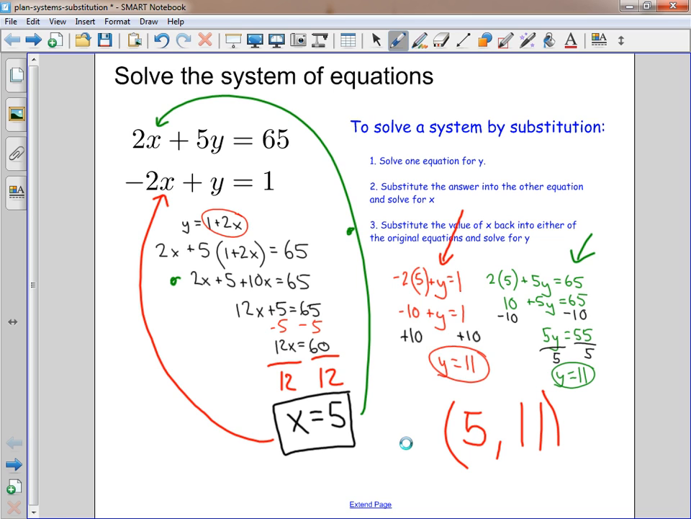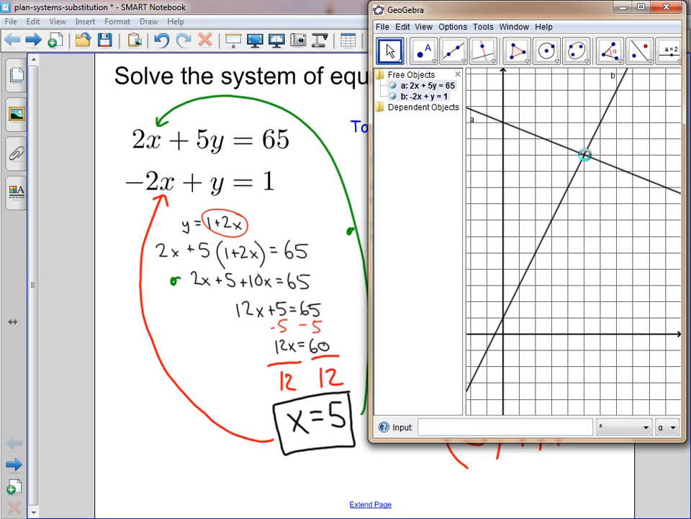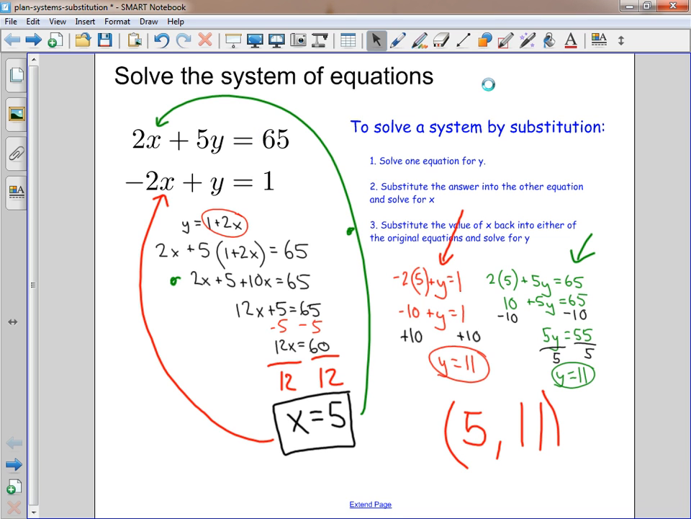I'll show you that. The equation 2x plus 5y equals 65 looks like that, and negative 2x plus y equals 1 looks like this. Looking at the point where they intersect, we can see that it's 1, 2, 3, 4, 5 over and 11 up. Point A has the coordinates (5, 11), just like we found through substitution. Now we'll do another example.